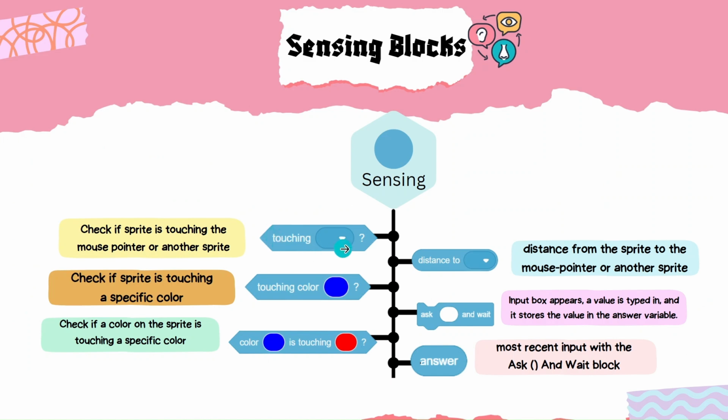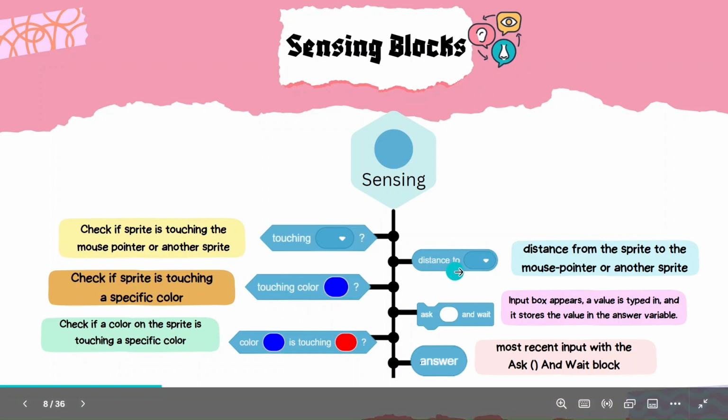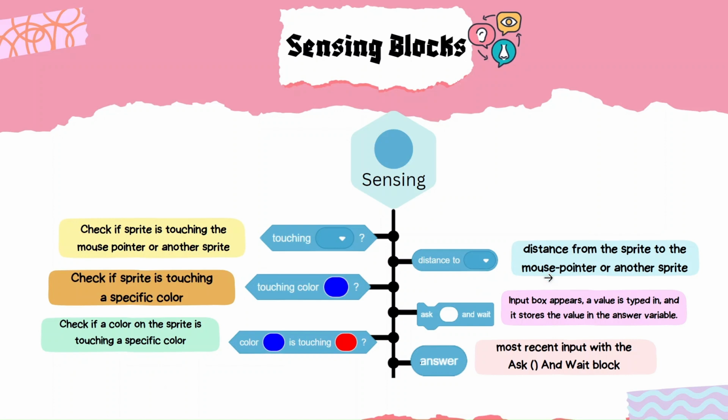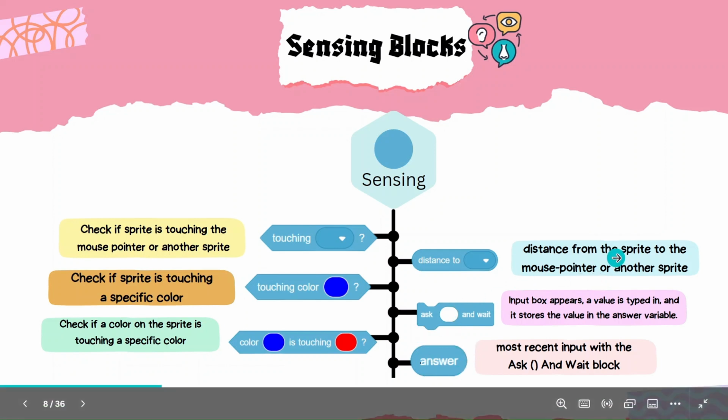The very first one is touching. If the sprite is touching the mouse pointer or another sprite, the action will be performed. Then if it is touching a color, then the action will be performed. Moving on to some other ones, we have distance. It measures the distance from the sprite to the mouse pointer. Then we have ask and wait. This is the most important one as it shows an input box where we can type our question, and later on the answer block will help us to answer that question.